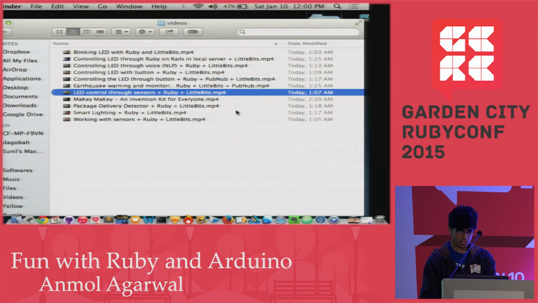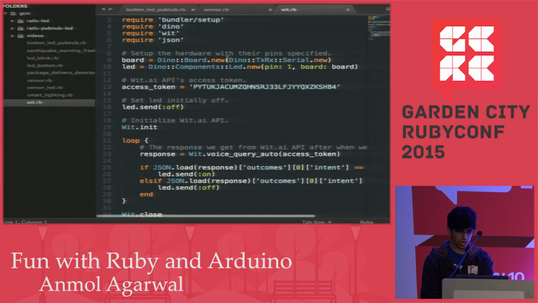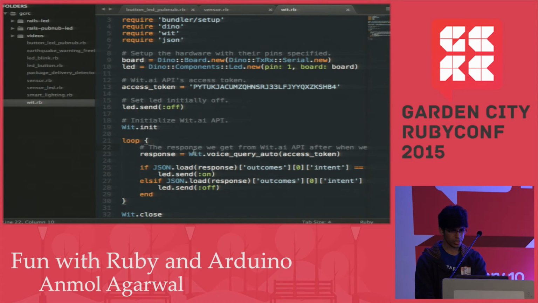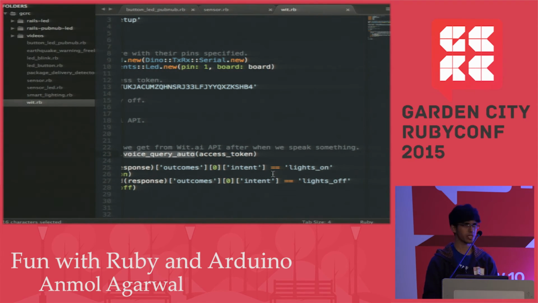So how does it happen, running through the code? Again, the same thing, but here I'm using wit.ai's API, its access token. And here I'm initializing it. After that, I'm starting the loop, where I'm using this method called voice query auto. What it does is that it starts a mic, it gets your recording, and it sends whatever is recorded to the application in the API, and you get a response. And on the basis of the response, I'm running the logic.